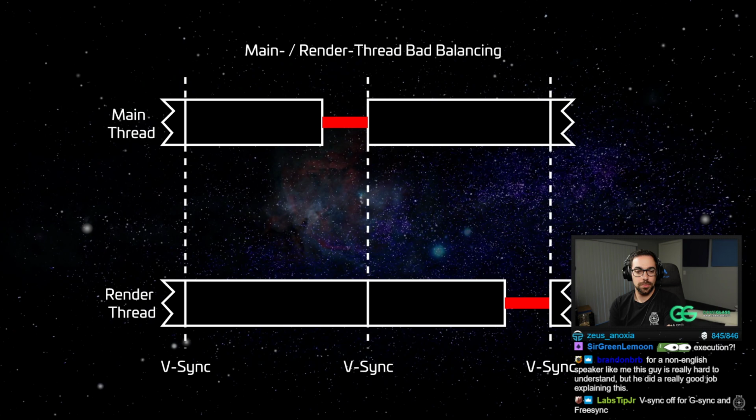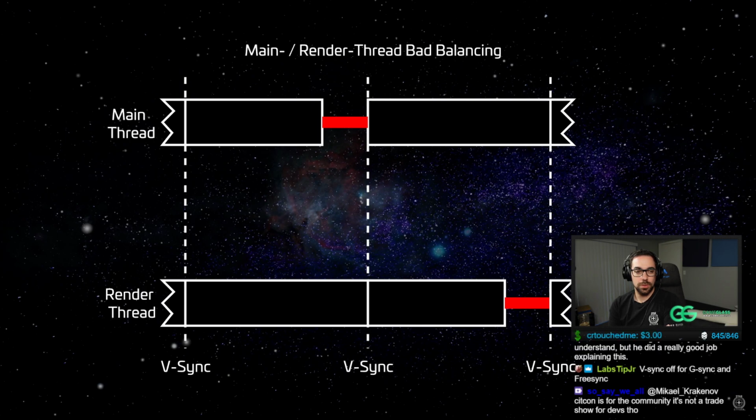Second, since the main thread and render thread must be synchronized with vsync, we can end up with very bad load balancing. As shown in the slide, if the main thread takes longer than the render thread, the render thread has to be idle and wait, and vice versa. If the render thread takes longer, then the main thread has to wait.